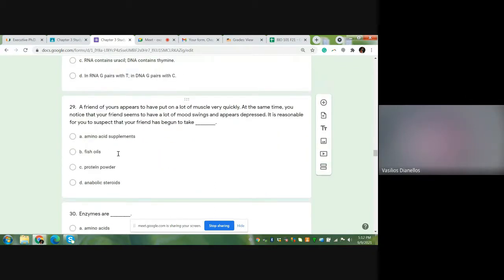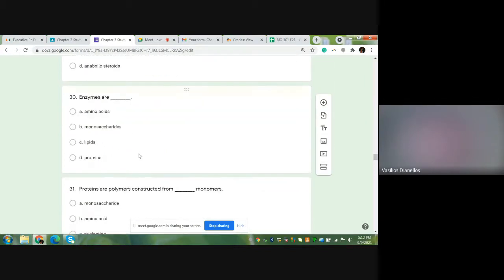That'll come later. Your friend has mood swings. It's reasonable for you to suspect your friend has begun to take what, right? They've got mood swings. They've been putting on a lot of muscle. So the answer is obviously anabolic steroids. That won't be on the exam. Enzymes, we really haven't got into those too much. We'll talk about them more in the next chapter. So this probably won't be on the exams, but just so you know for now, enzymes are proteins. So if you guessed amino acids, you're not incorrect, but that wasn't the most correct, right? Because amino acids make up proteins and enzymes are proteins.